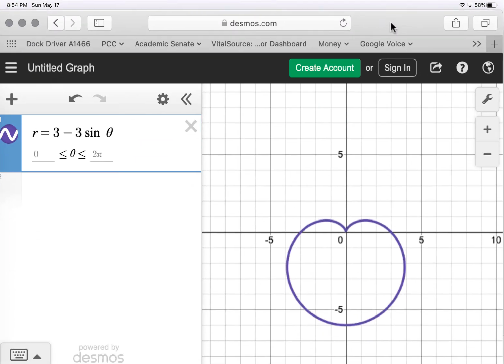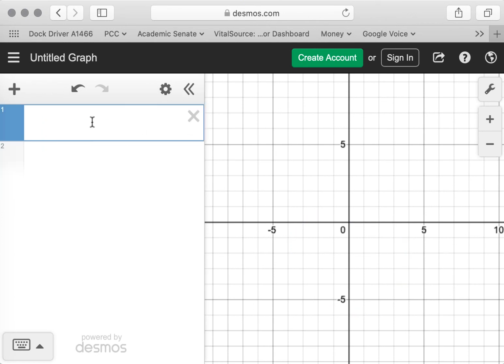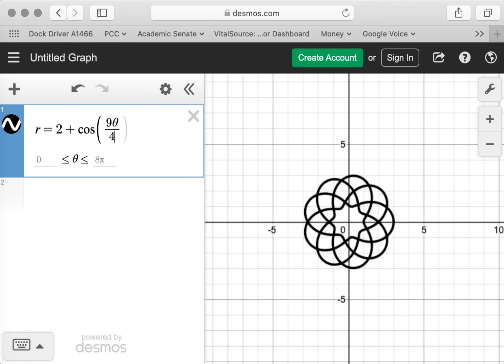Now let's go back to Desmos. Get rid of this one. And we're going to enter r equals 2 plus the cosine of 9 theta over 4. And notice that Desmos automatically gives us 0 to 8 pi. This is the entire picture. And if it hadn't given us 0 to 8 pi, then we'd know what to put in there. But now you can see where Desmos is getting that from.